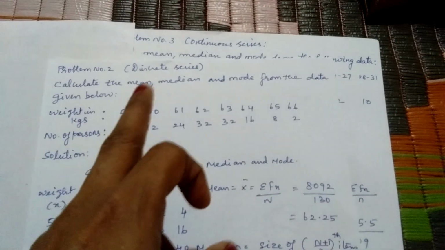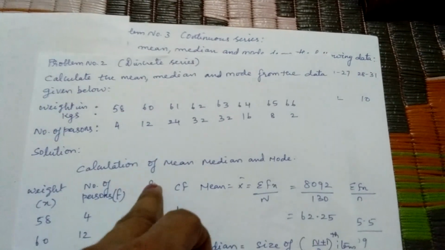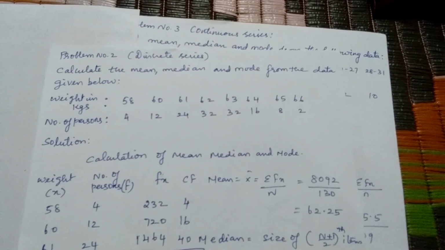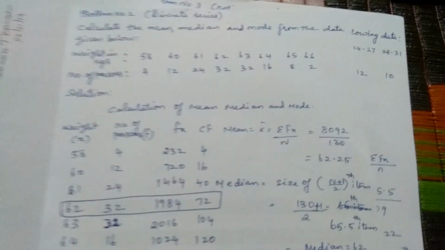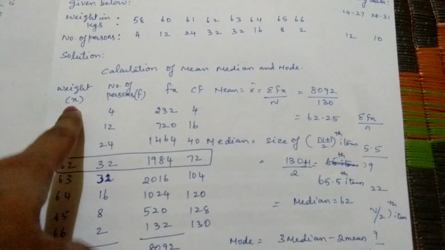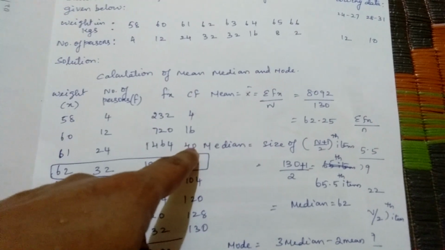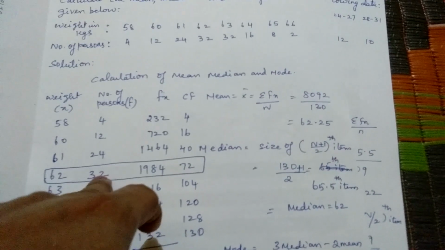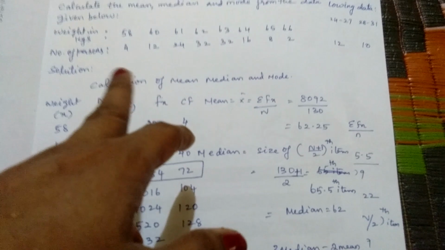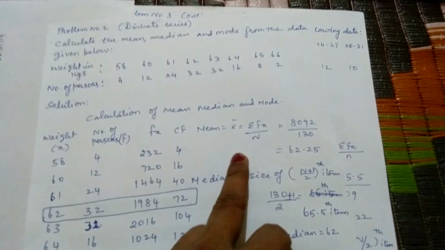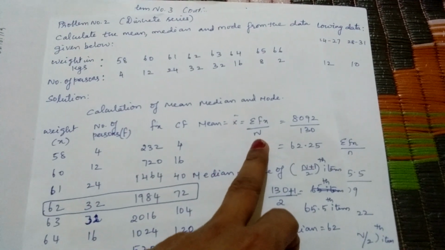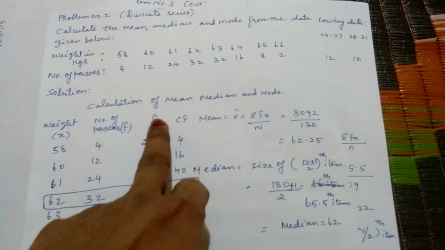So calculate the mean, median and mode from the following data given below. So discrete series they have given. Now what you have to do, as it is, first write x, f and fx, and find out cumulative frequency. Why? Because I'll tell you first. In case of mean, in discrete series the formula is x bar equal to sigma fx by n. So for that only you have to find out fx.